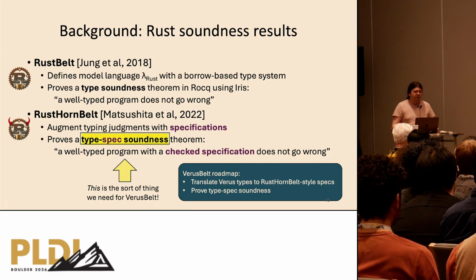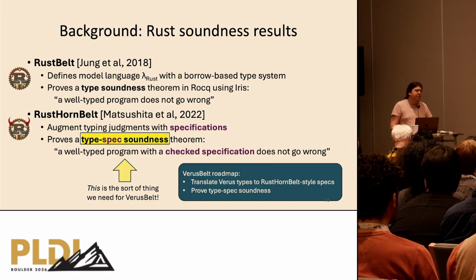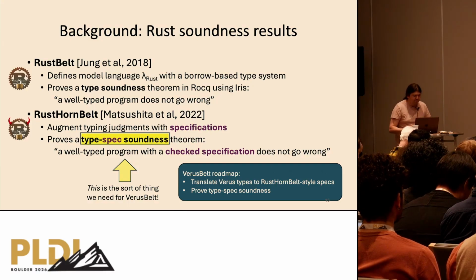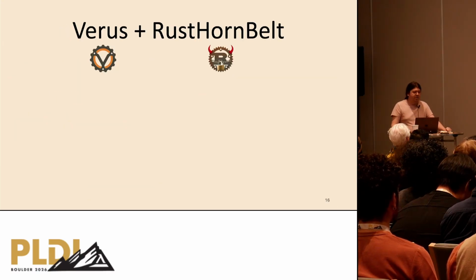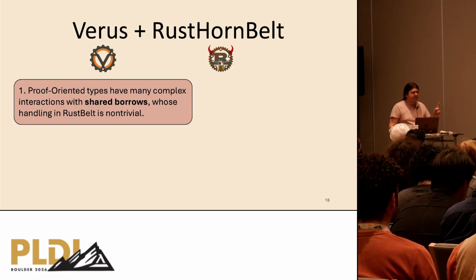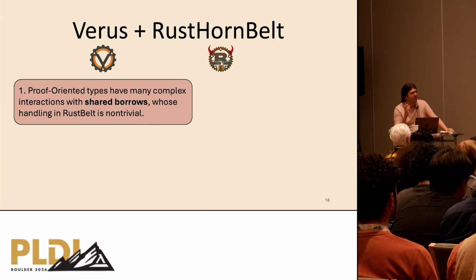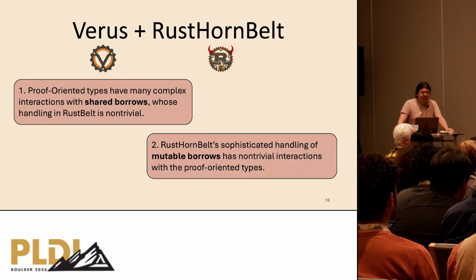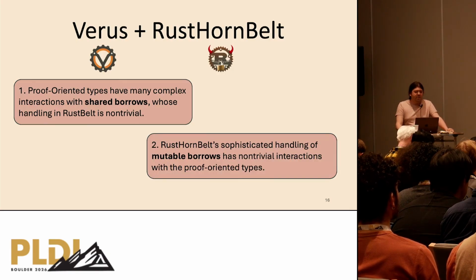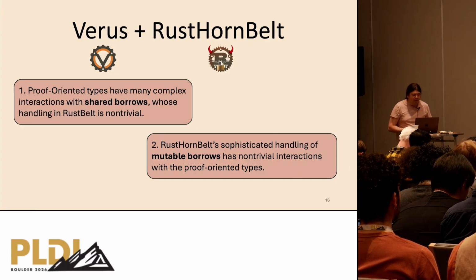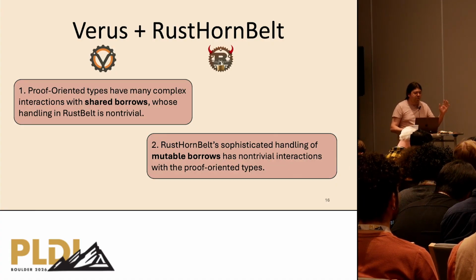And for the rest of the talk, I'm going to talk about two of the big challenges we have to overcome in order to do this. So there's two main ones. The first one is that the proof-oriented types of Verus have many complex interactions with shared borrows whose handling in RustBelt is somewhat non-trivial. And secondly, RustHornBelt has a fairly sophisticated handling of mutable borrows, which then has non-trivial interactions with the proof-oriented types. So I'll talk about both of these, starting with the first one, shared borrows.